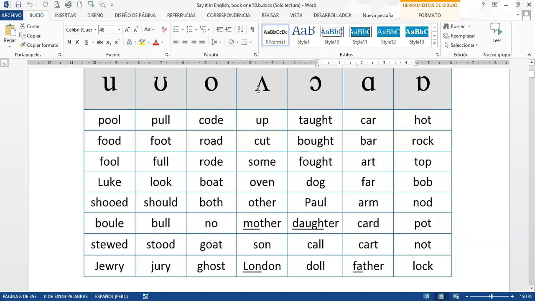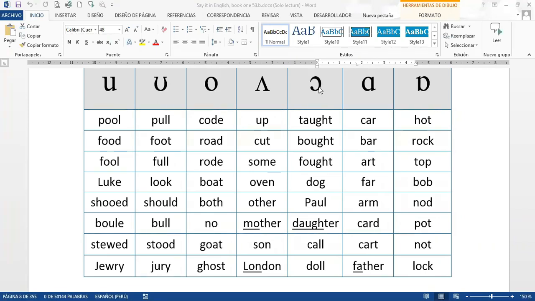The next sound is this one. It is similar to a schwa, but it is not exactly like it. So listen and repeat: up, cut, some, oven, other, mother, son, London. Very well. Now, the next sound is this one. This is not really O. In English, it is associated with another sound, like boy, for example, toy. But here, this sound is not O.